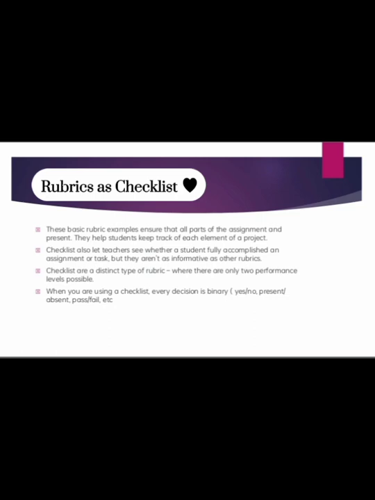Checklists are a distinct type of rubric, where there are only two performance levels possible. Checklists tend to be longer than other types of rubrics, since each aspect of performance you are looking for in students' work essentially becomes its own criterion. When you are using a checklist, every decision is binary. For example, yes or no, present or absent, passed or failed, and etc. Most rubrics can be converted rather directly into a checklist. For example, here is a rubric for grading journal entries.